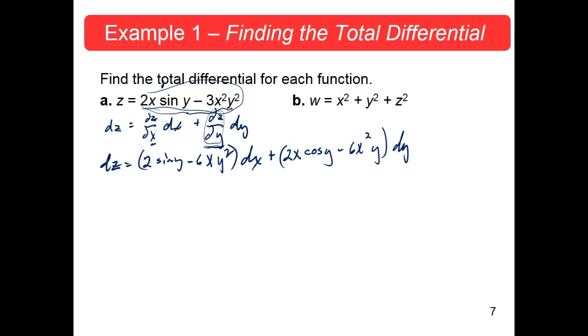Okay. Find the total differential for each function. There it is for the a function. Let's do it for the b function. What will that look like? dw is equal to, say that again. No, in differentials we don't put them over. We put them, yeah. So it'd be dw.